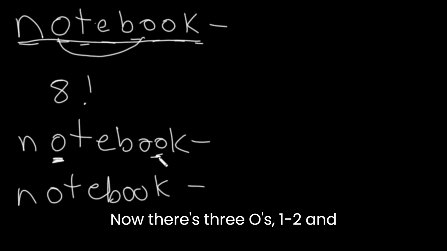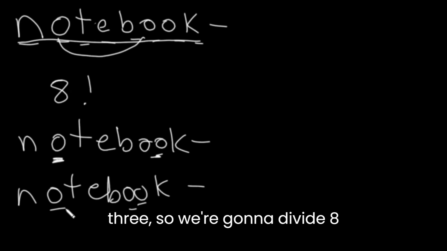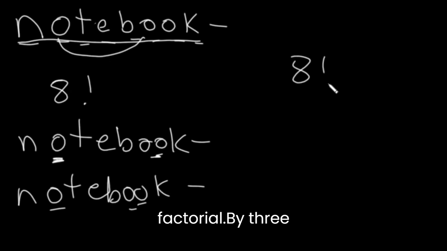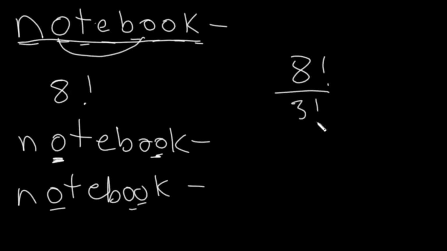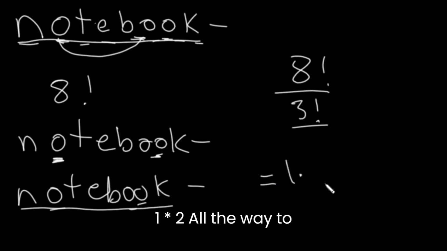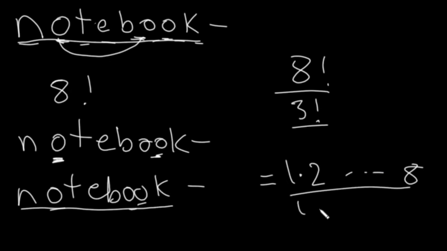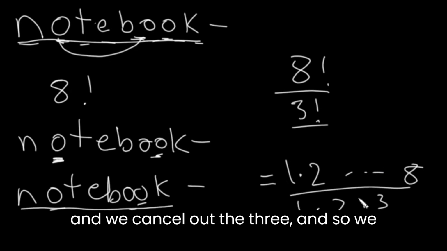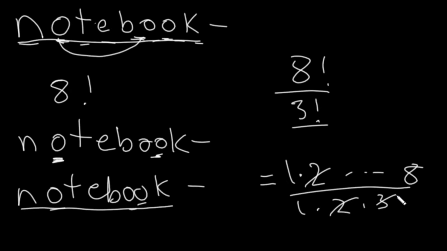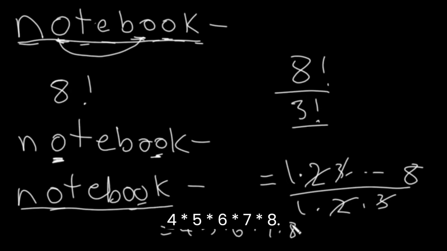Now there's 3 O's. 1, 2, and 3. So we're going to divide 8 factorial by 3 factorial. So this will be 1 times 2 all the way to 8. And this will be 1 times 2 times 3. So we can cancel out the 2 and we can cancel out the 3. And so we're left with 4 times 5 times 6 times 7 times 8.